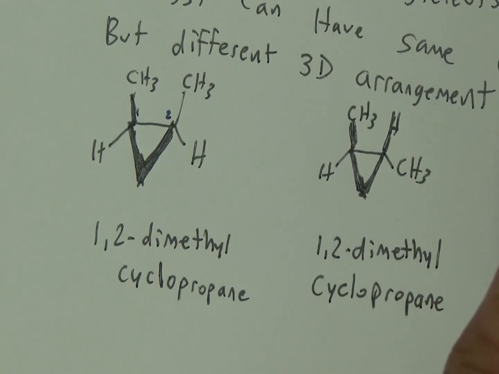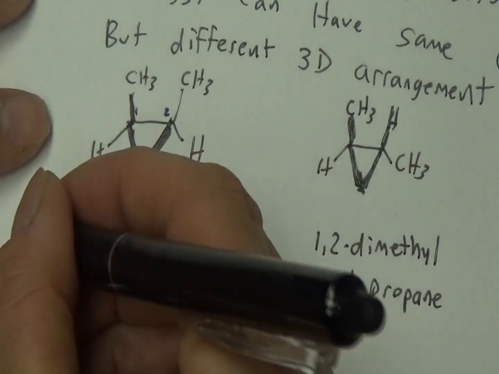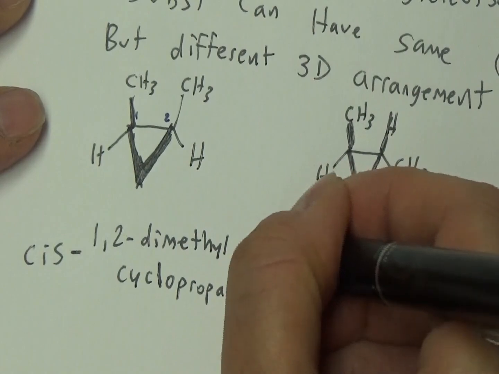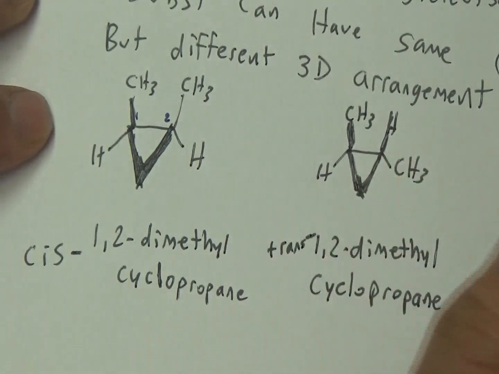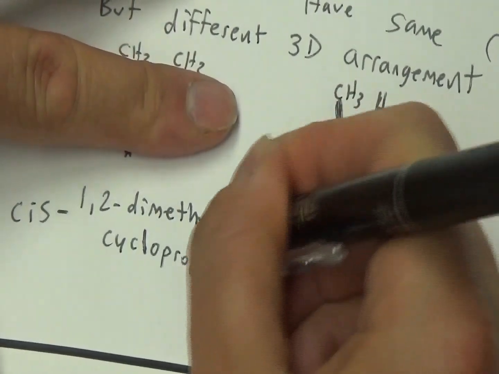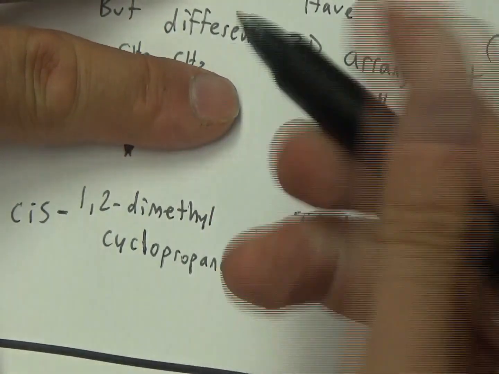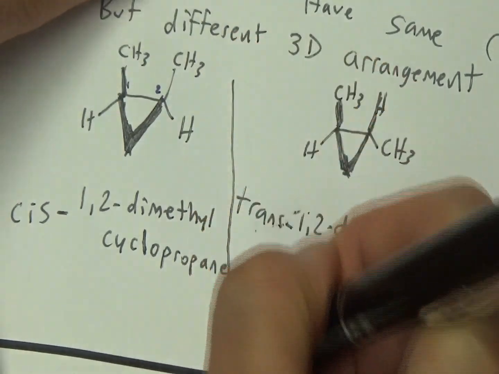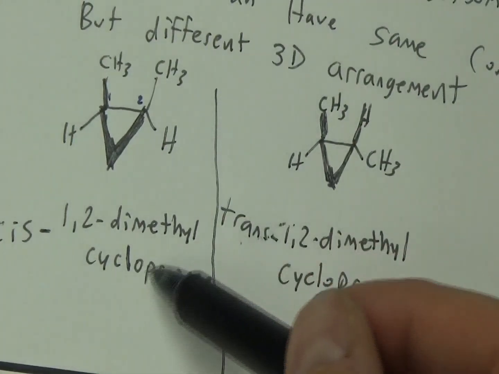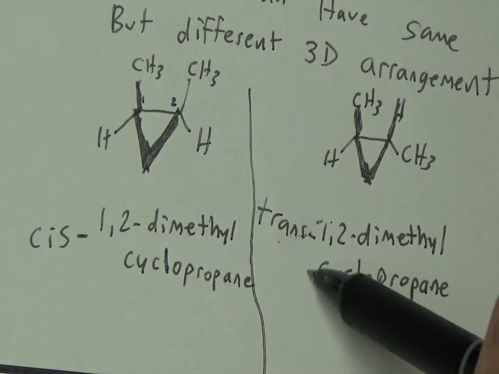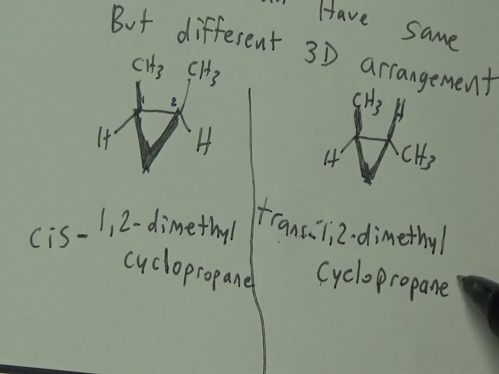And they have names. The left one's going to be called cis. The right one's going to be called trans. Cis refers to the 2 substituents going in the same direction. Trans means the 2 substituents are going in opposite directions. Alright? Cool.